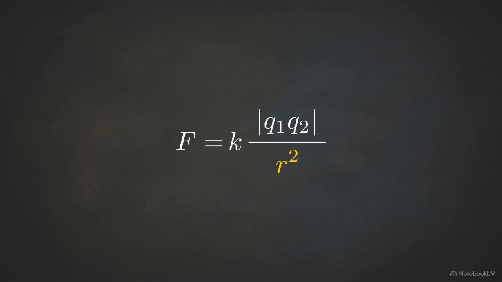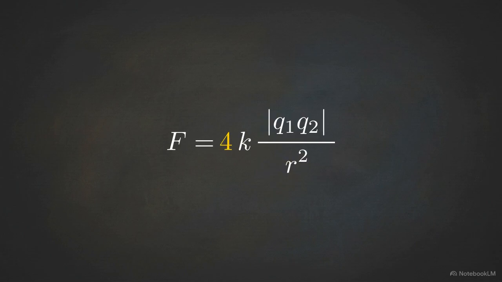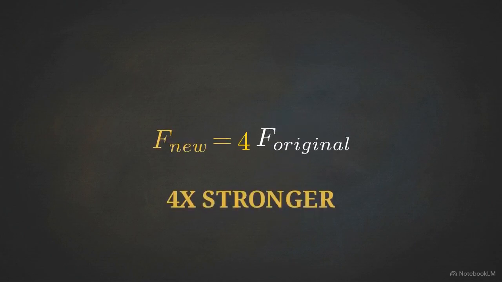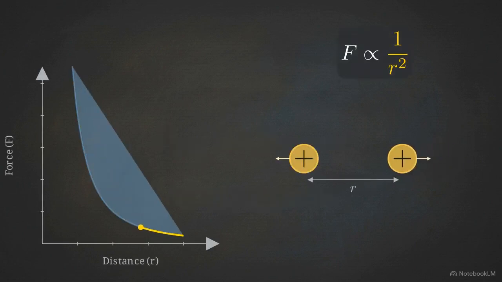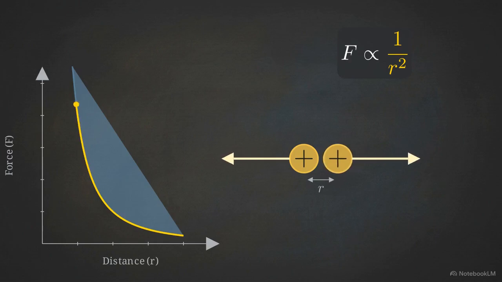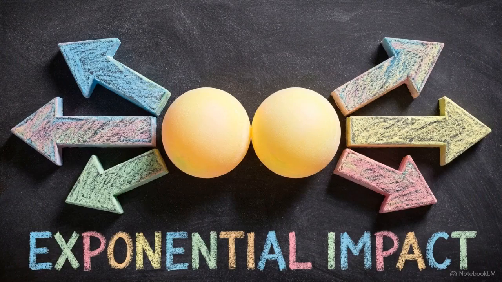If you halve the distance between two charges, the 1/2 is squared, becoming 1/4. Mathematically, that 4 moves to the numerator, making the resulting force 4 times stronger than it was before. Because this follows an inverse square law, the force increases rapidly as charges approach each other. Small reductions in distance result in significant jumps in the physical push or pull.